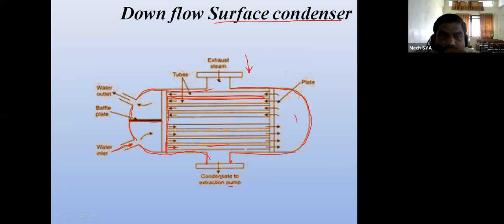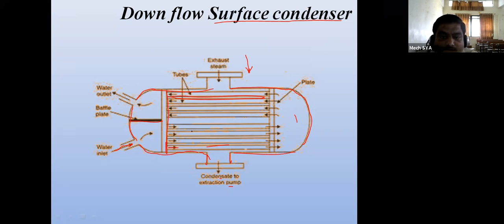Exhaust steam is flowing in this direction, surrounding the tubes. Heat transfer takes place between the water inside the tubes and the exhaust steam. The water absorbs heat from the exhaust steam, the steam starts condensing, and at the bottom it completely condenses, and this condensate is driven with the help of the condensate extraction pump. The water enters at the bottom side and leaves at the top side. This is hot water. This is a baffle plate for supporting purposes, so that the inlet water and outlet water do not get mixed with each other.